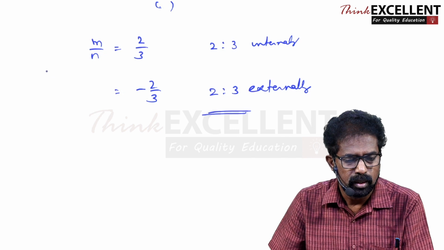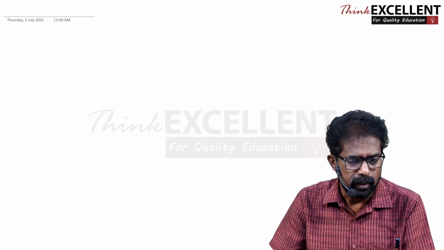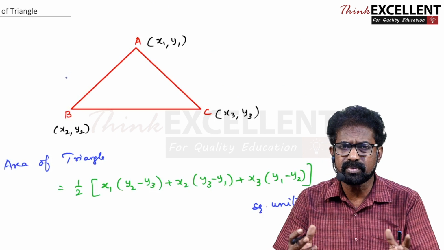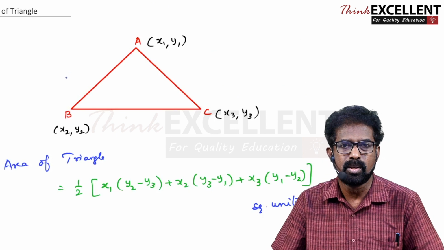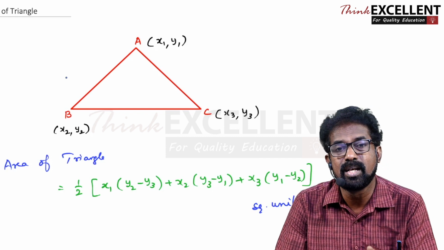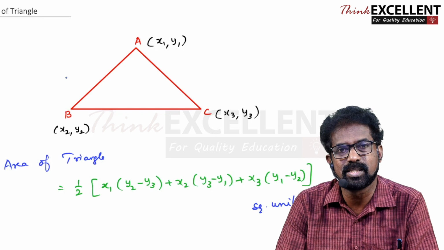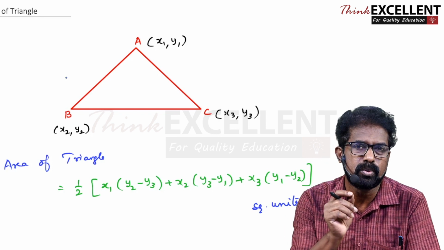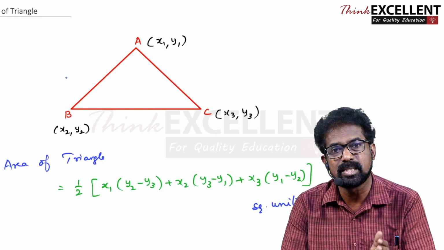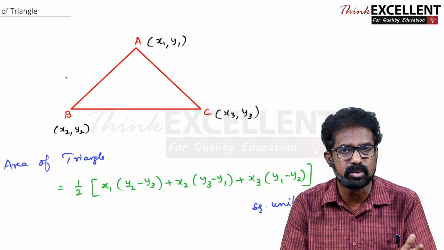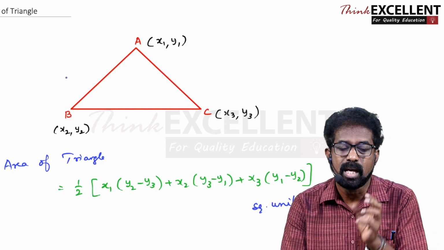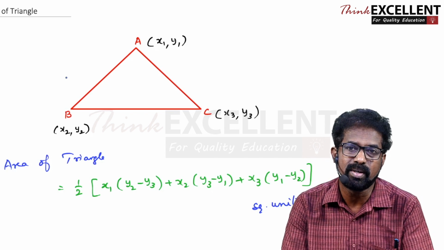Okay. Next we see how to find the area of a triangle. For the area of the triangle, immediately in my mind is half into base into height. Okay, here base is not given, height is not given. Instead they give the vertices. For a triangle, they give the three vertices, coordinates A, B, C, 3 points. A is the point x1 y1, B is the point x2 y2, C is the point x3 y3. Then using this, how can you find the area of a triangle?